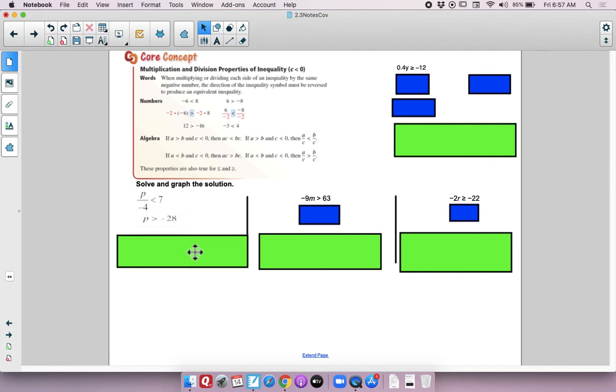Okay, so hopefully on that one you multiplied both sides by negative 4. You have to flip that sign. And I would do that first. Do it right away so you don't forget, because that's where people make that mistake. And then we're going to graph this. Key point, negative 28. Open circle to the right.